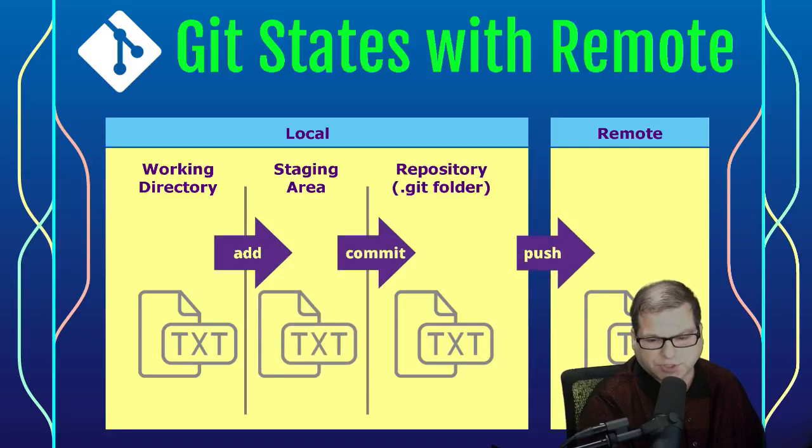Here's a review of the entire process again. We start with our changes on the local side in our working directory. We added them to the staging area. Then we committed those changes, which affected our repository. Then we pushed any of our repository changes up to our remote.